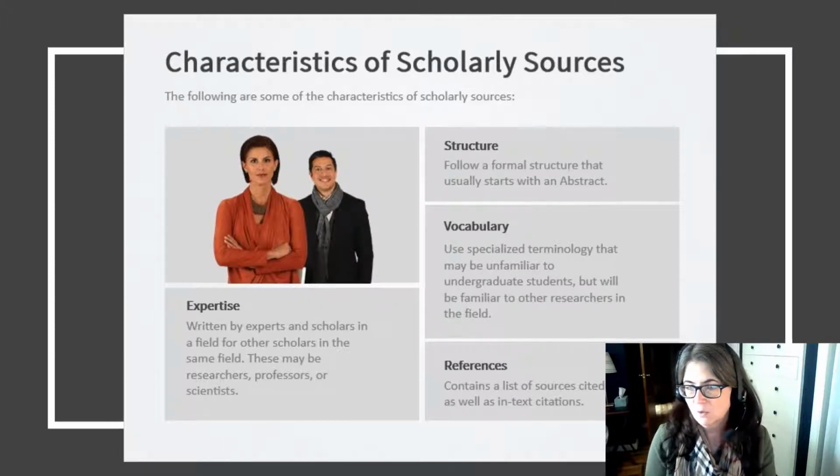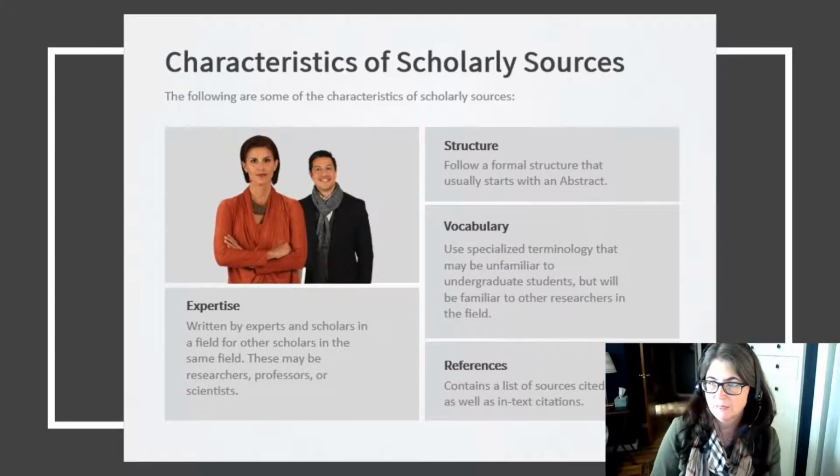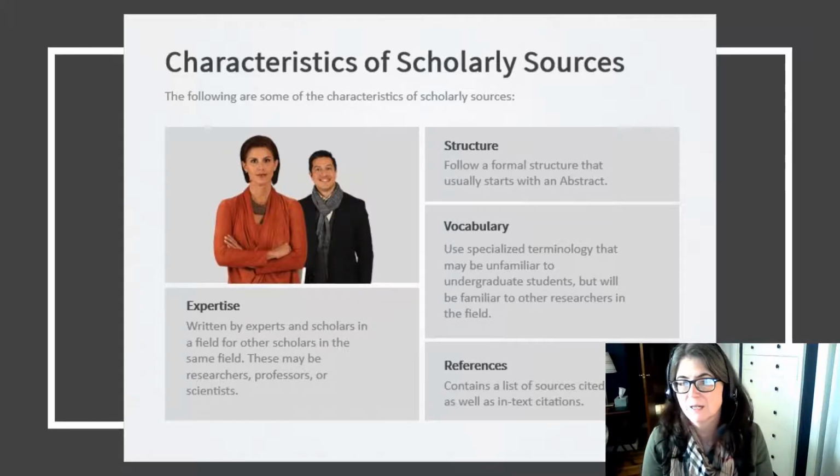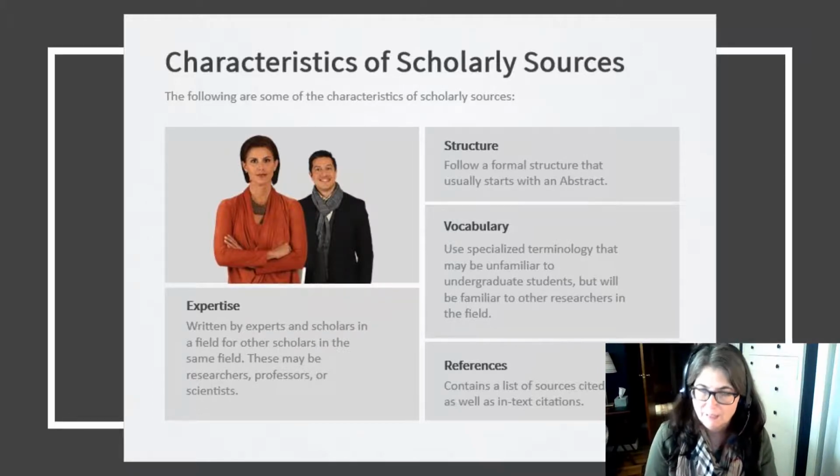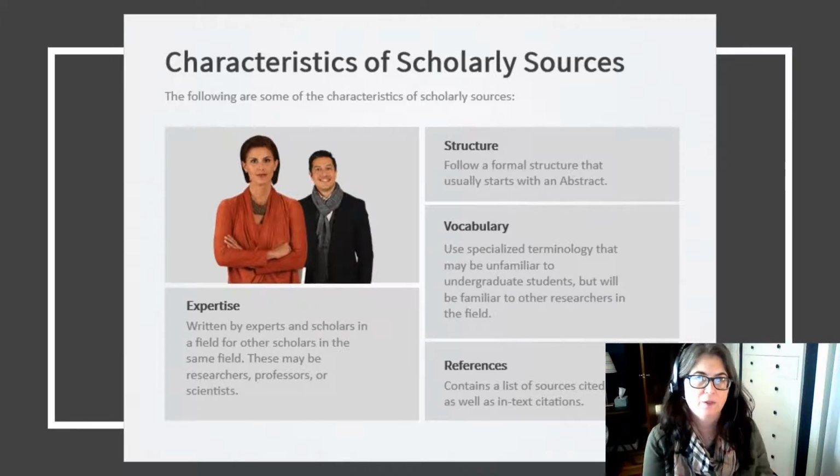The last thing that you want to look for if you're trying to decide if something is scholarly or not is, is there a list of references? Anything that is scholarly, by its very nature, is about research. And when we do research, we are always drawing upon other sources of information. We always cite those sources. So there's going to be a list of references at the end, like a works cited page or a bibliography.